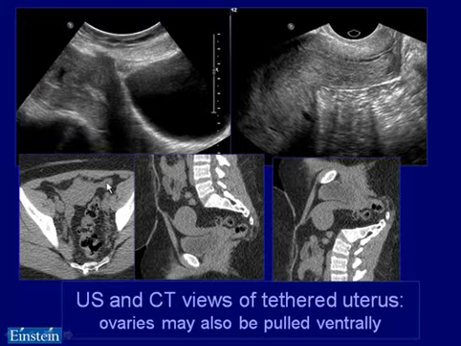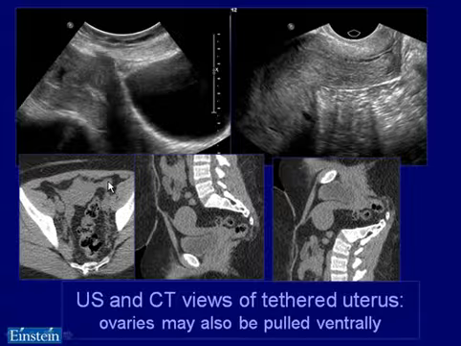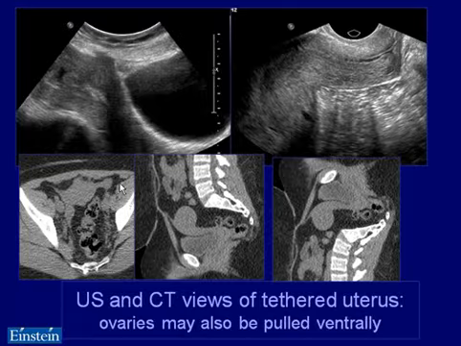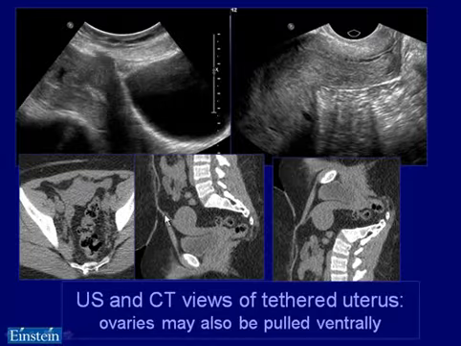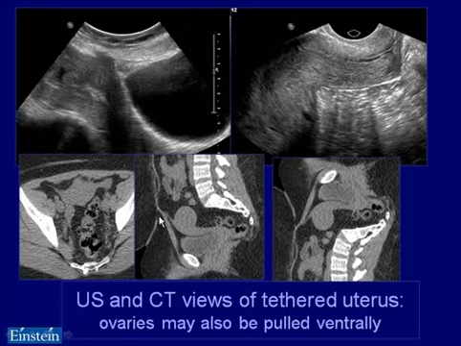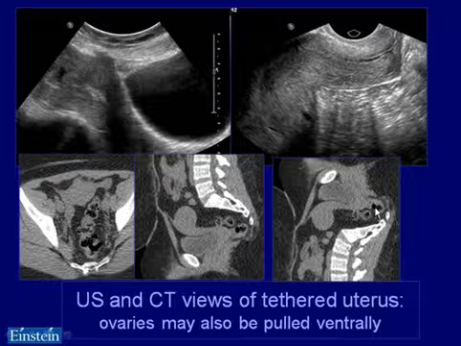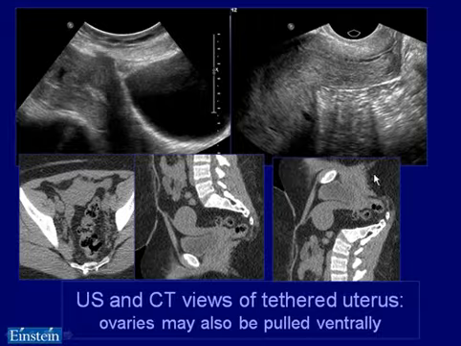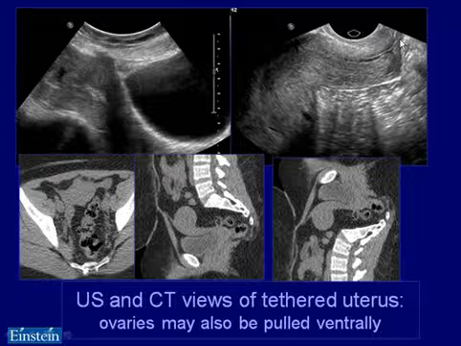Oftentimes the ovaries are also pulled up out of the pelvis as well in this situation, also making it difficult to image. This is the sagittal reconstruction, and this scar is so prominent you can actually see the adhesion to the anterior abdominal wall. If I flip this image vertically, essentially you will obtain what we have when we image transvaginally. So here's the patient transvaginally, a lovely view of the cervix.